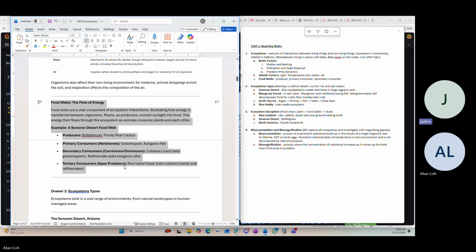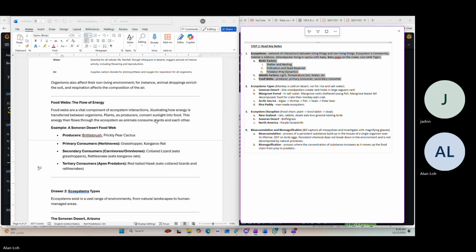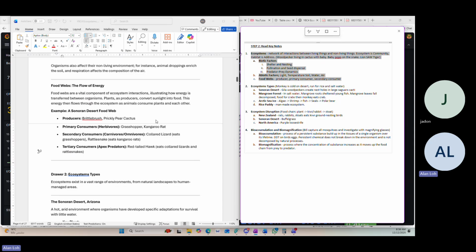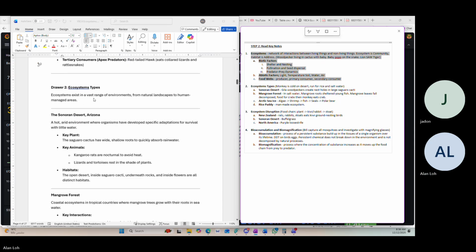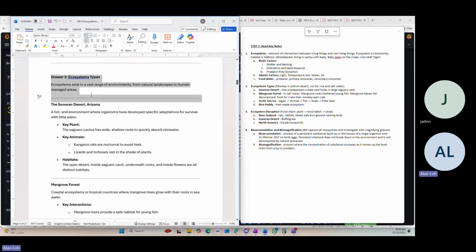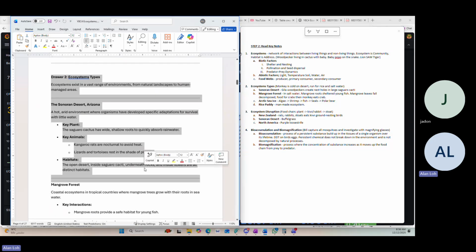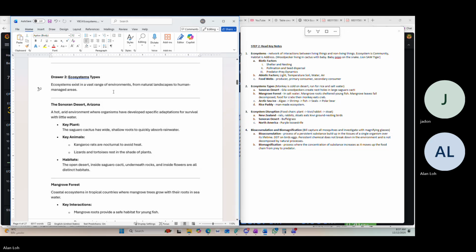读完了。Okay, good. So this is drawer number 1. Let's continue to drawer number 2. Okay, let's start from here. Drawer number 2 is, what is the name of drawer number 2? Can you tell me, please? Ecosystem types. Yes, ecosystem type.